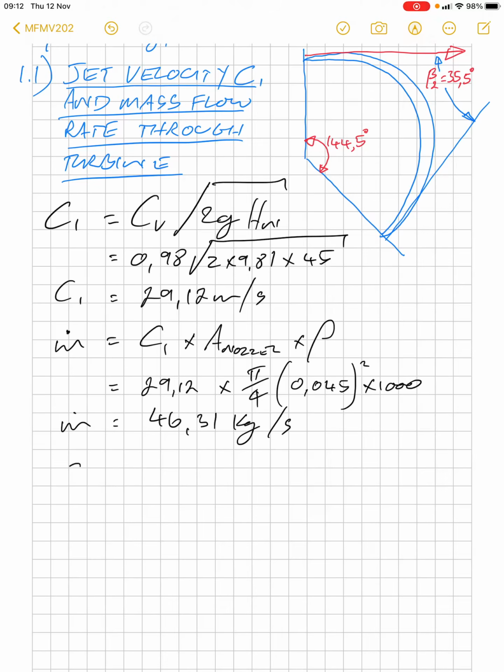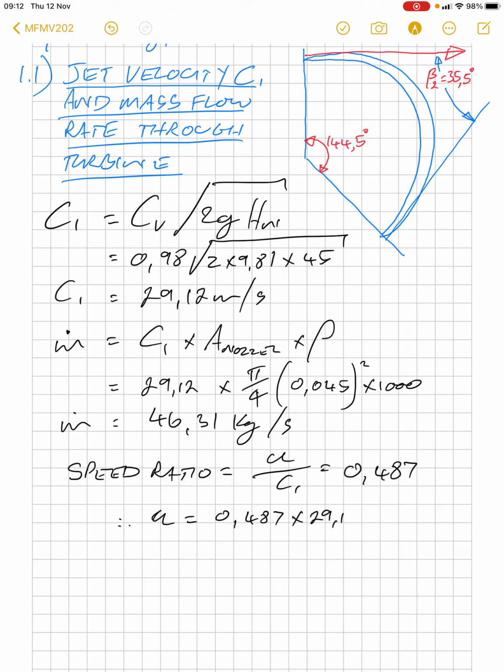Alright. Then we calculate our speed ratio. U over C1. That's in fact given to us, 0.487. So therefore we can work out what U is. It's 0.487 times 29.12, which is equal to 14.18 meters per second. U is the blade velocity.